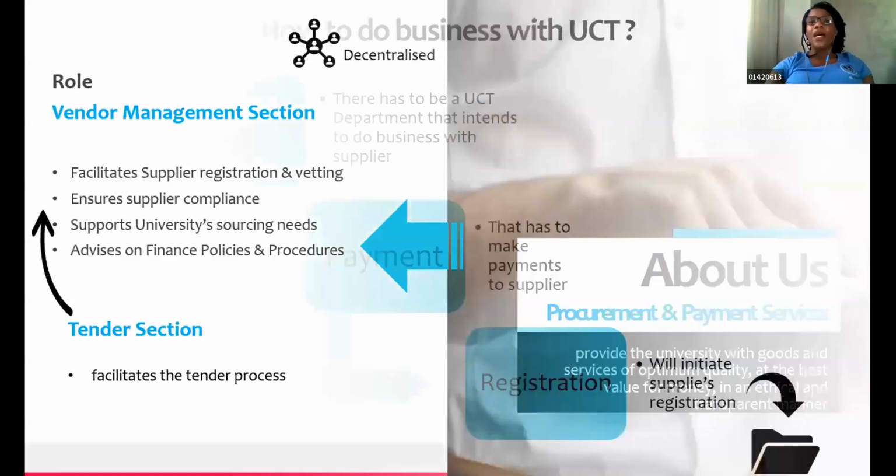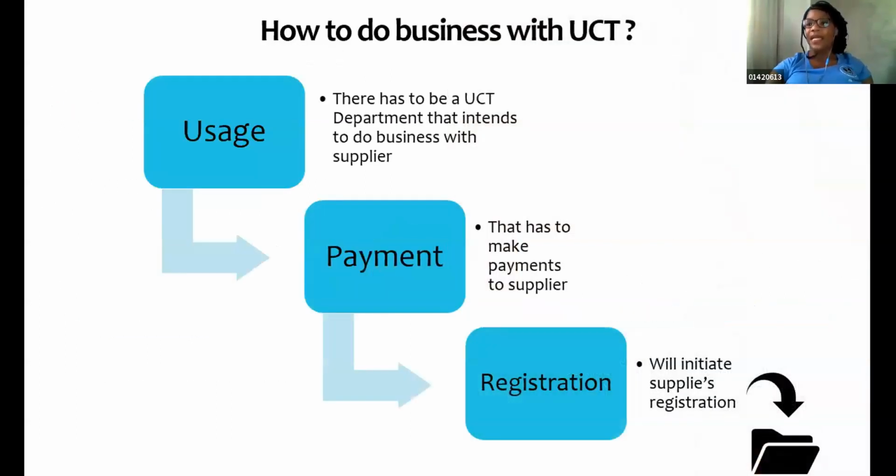So how do you do business with UCT? Basically, that is the question that has been asked today. Firstly, the setting criteria. The first one is usage. There has to be a UCT department that intends to do business with you as a supplier, for you to be registered as a vendor. And then the second thing is there has to be a payment coming to you as a supplier from the university, for you to be on our system.